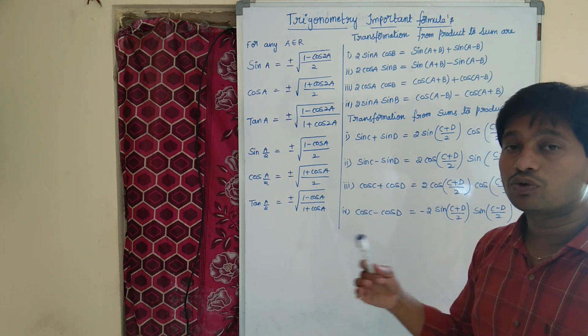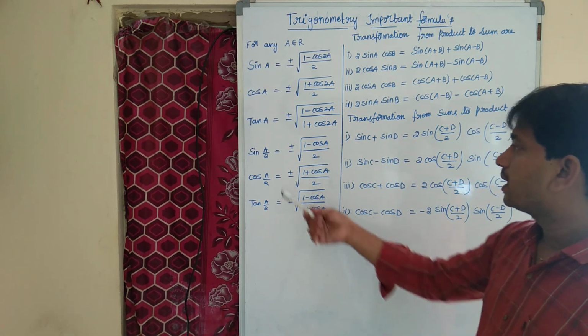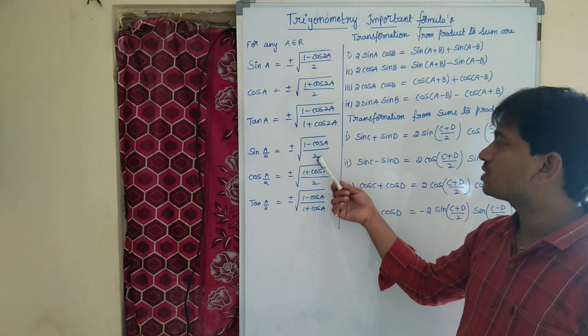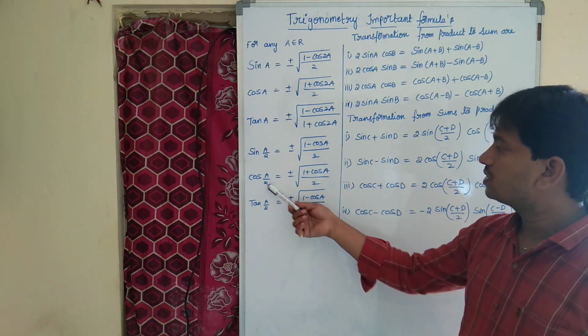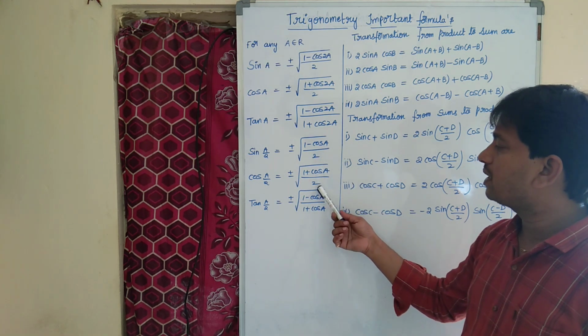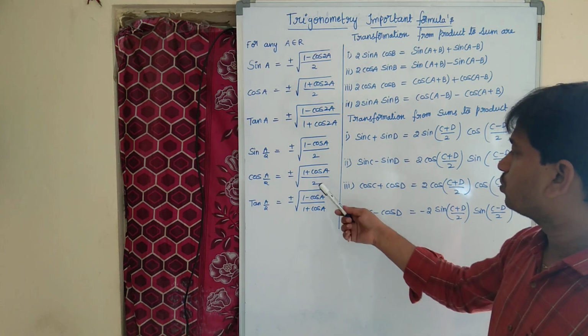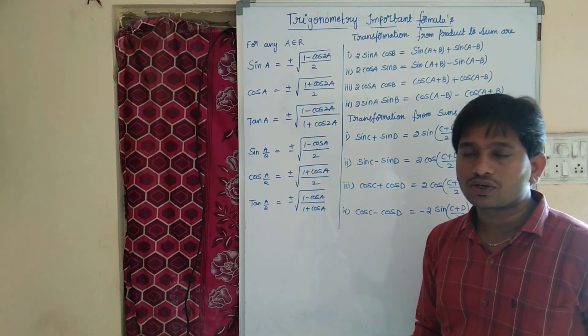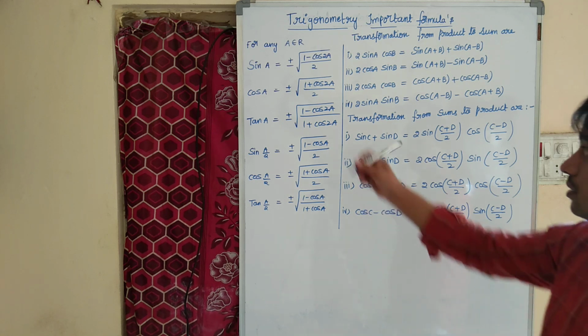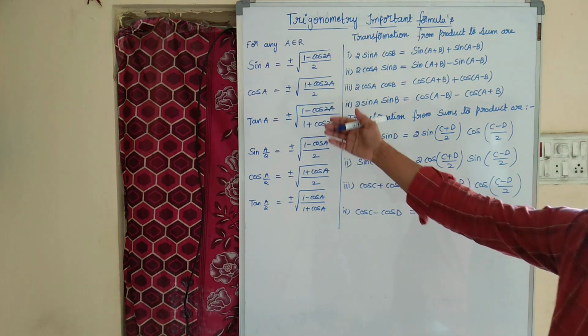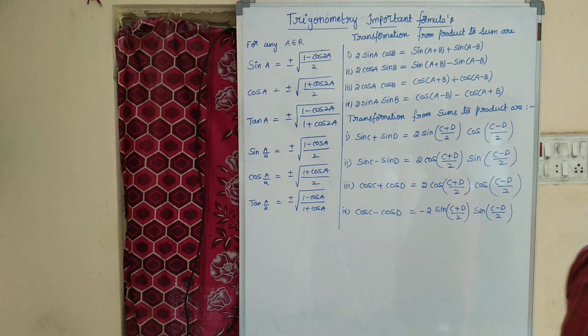Next, sin A by 2, cos A by 2, tan A by 2. Sin A by 2 is root over (1 minus cos A) by 2. Cos A by 2 is root over (1 plus cos A) by 2. Tan A by 2 is root over (1 minus cos A) by (1 plus cos A). So these are the most important formulas: sin A by 2, cos A by 2, tan A by 2.